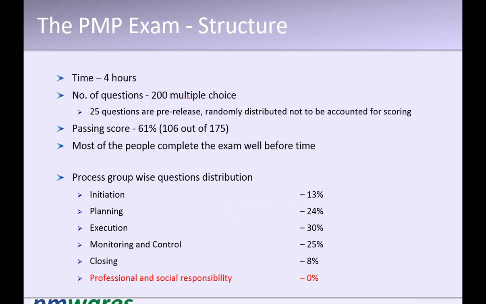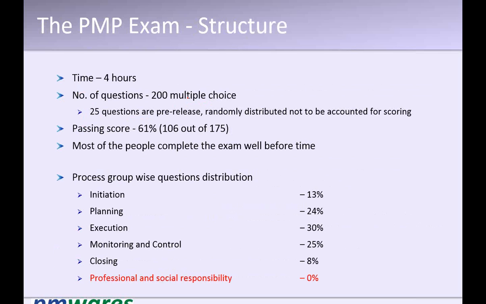Now the PMP exam is 4 hours long. There are 200 multiple choice questions, and only one option is right. Out of these 200 questions, 25 are pre-release. Pre-release means the question is prepared and is on test. In software terms, you can say it is on beta testing, user testing.